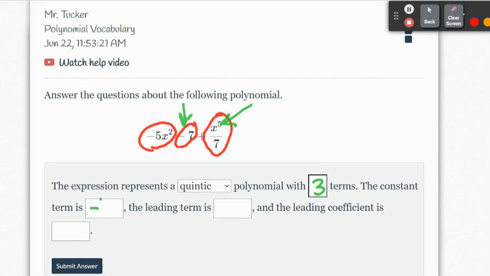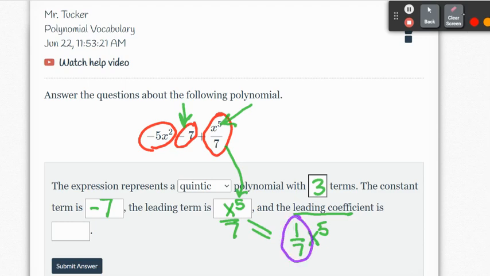So -7 would be the y-intercept if I was to graph it. The leading term, the one that's connected to the highest degree, is x to the 5th over 7. And again, separating the leading coefficient from that means rethinking this to be 1/7 x to the 5th power. Those are equivalent terms. And so the 1/7 is the number part that's multiplied by the x to the 5th. So the 1/7 is my leading coefficient.